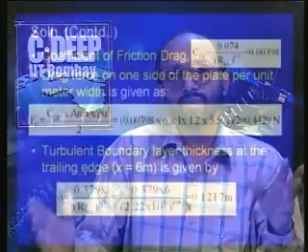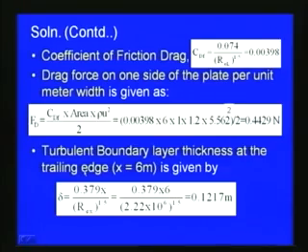And then the second part of the question is to find out the boundary layer thickness at the trailing edge, that means the end of the plate, as we have already seen. So, here x is equal to 6 meters. So, we can utilize this equation which we have just seen in the last lecture for turbulent boundary layer flow.